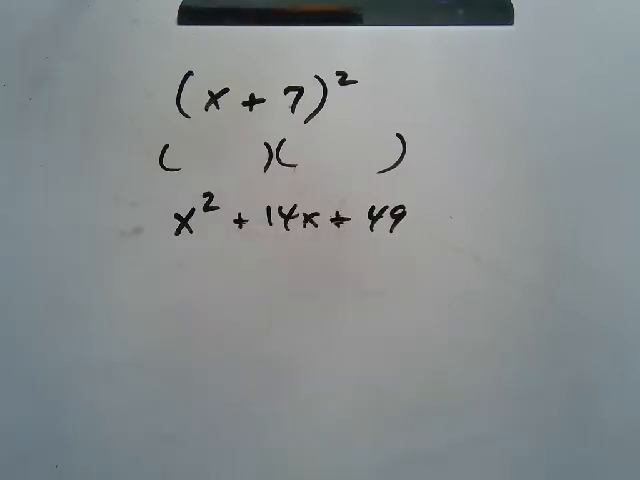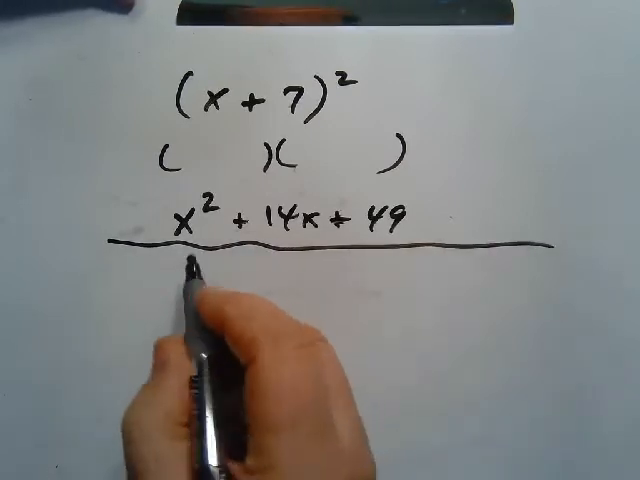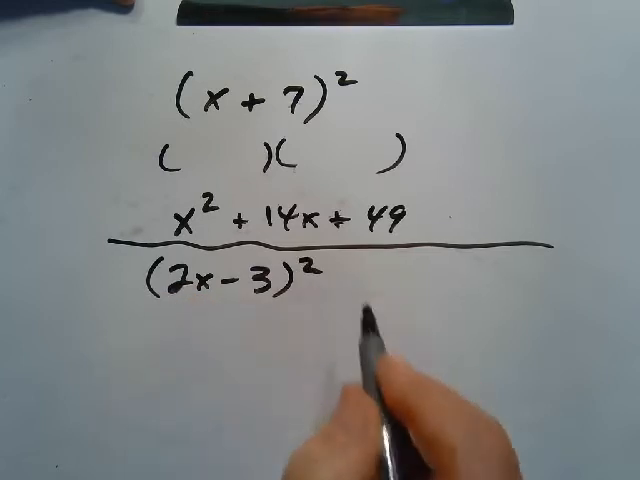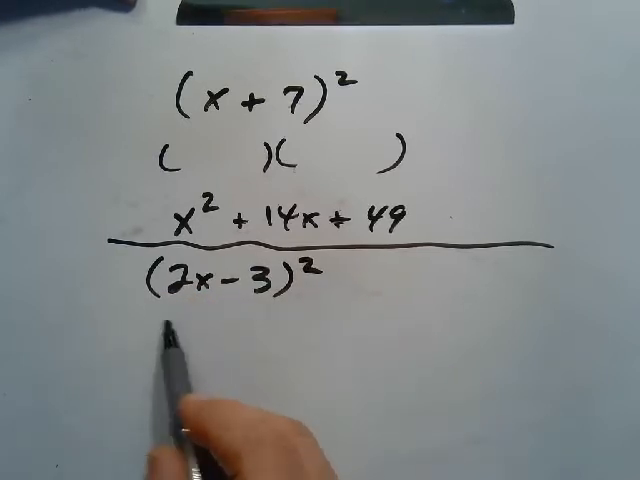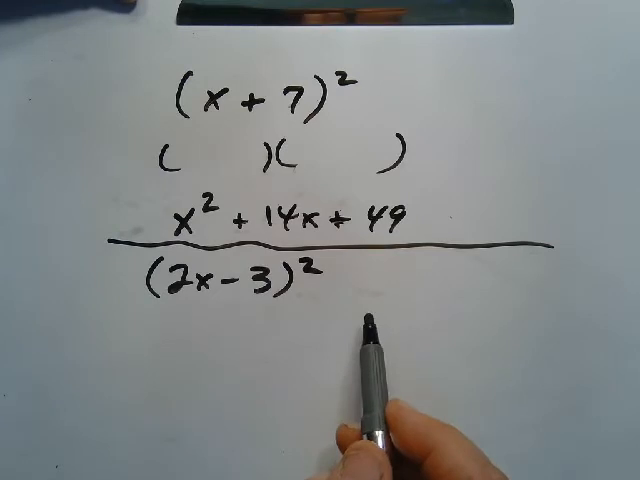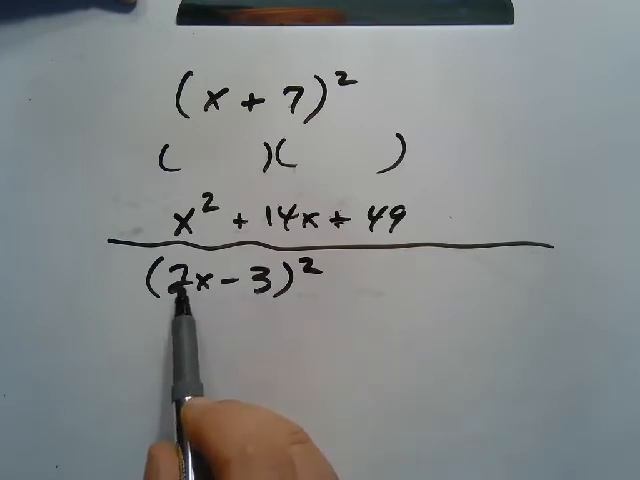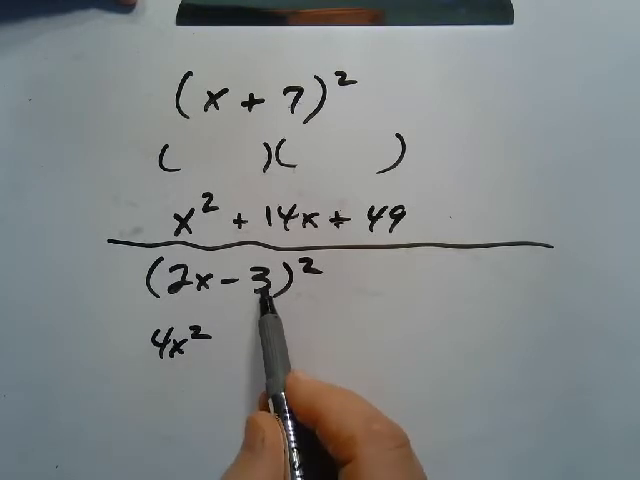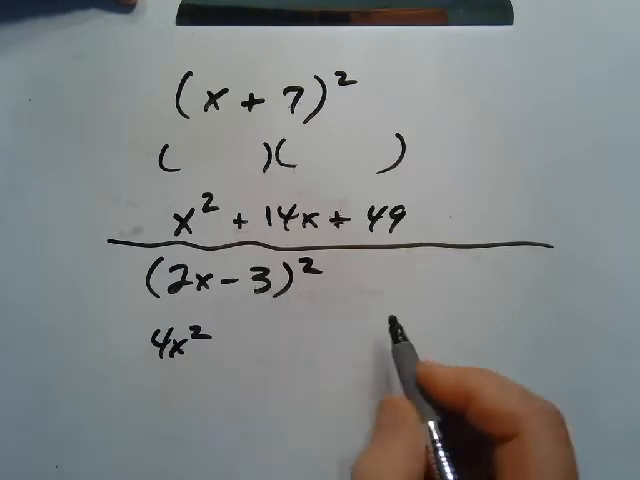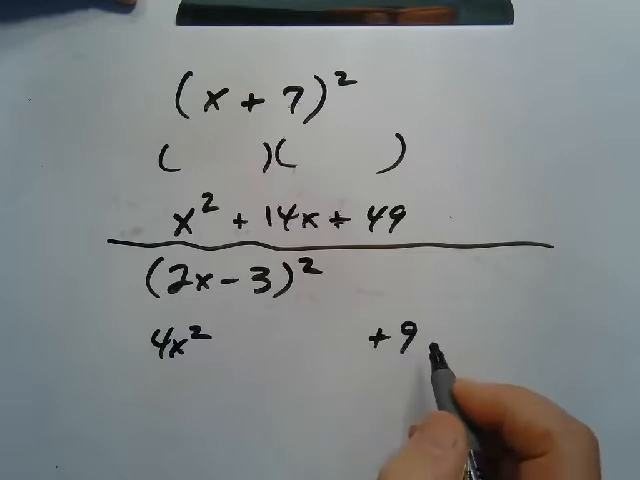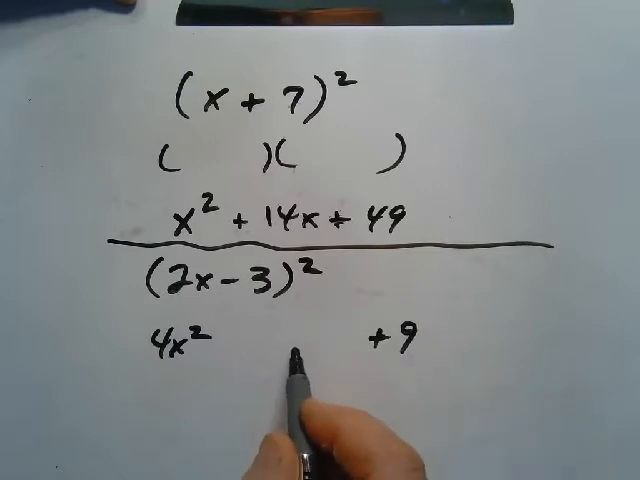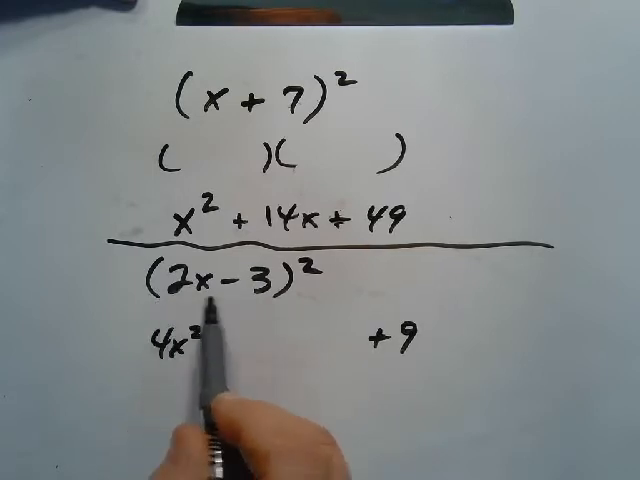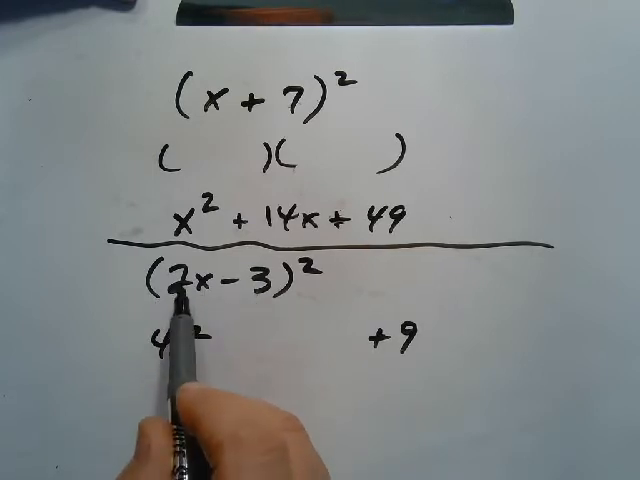You'll have to practice a few of these. Let's do another one here. How about 2x minus 3 quantity squared? Now I could write it out. That's the long way. Or I could just know, okay, if I square the first one, I'll get 4x squared. And if I square the last one, negative 3 times negative 3 is a positive 9. Then the middle terms, which are both the same, would have to be the product of these two. Now pay attention to the sign. 2x times a negative 3.